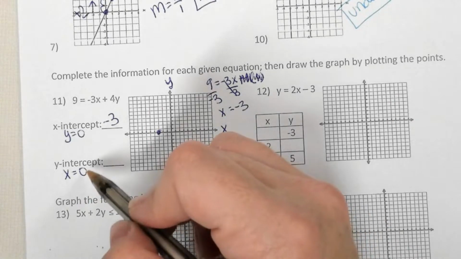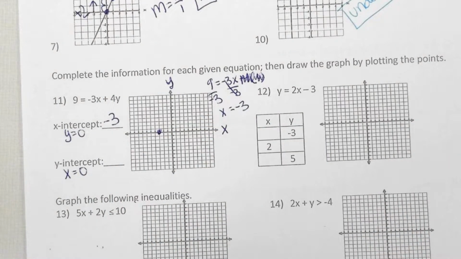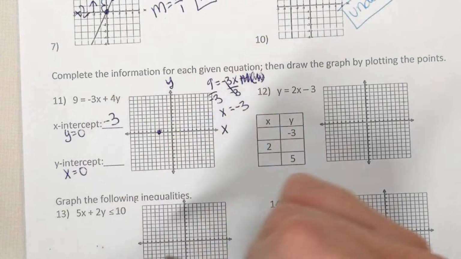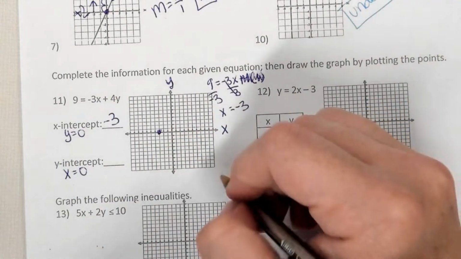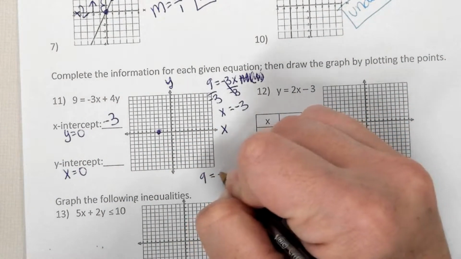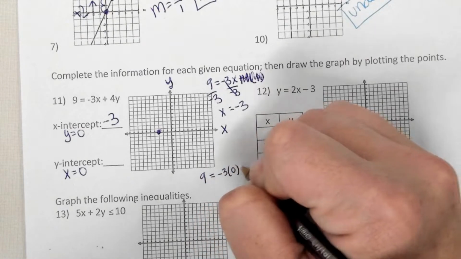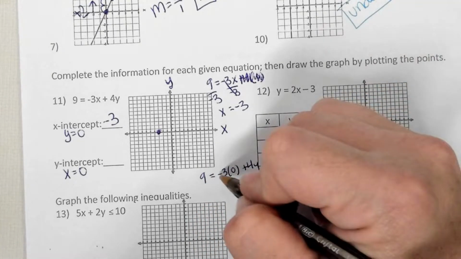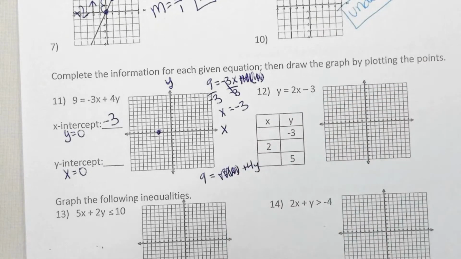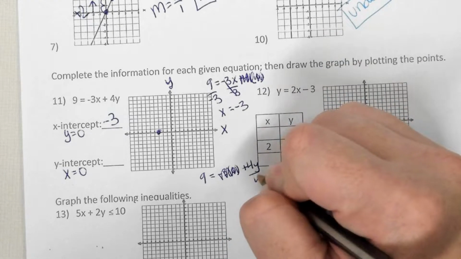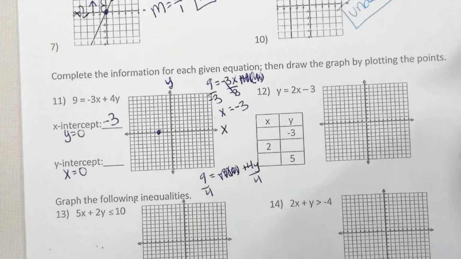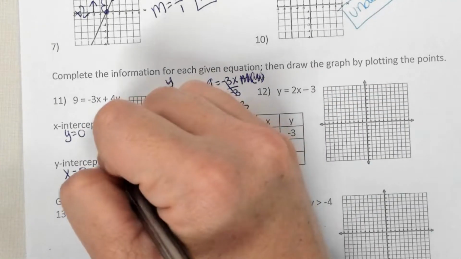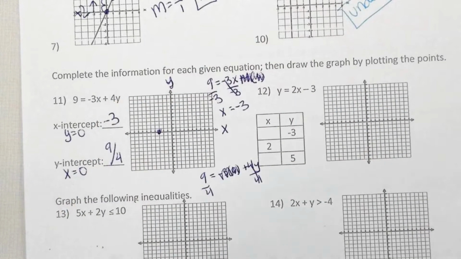And now I'm going to find my y-intercept, where it touches my y-axis. So this is where x is 0. So I'm going to do 9 equals negative 3 times 0 plus 4y. Well, negative 3 times 0 is 0. And when I divide both sides by 4, is it going to give me a pretty point? No. So this becomes 9 over 4, which I cannot plot because it is not a pretty point.